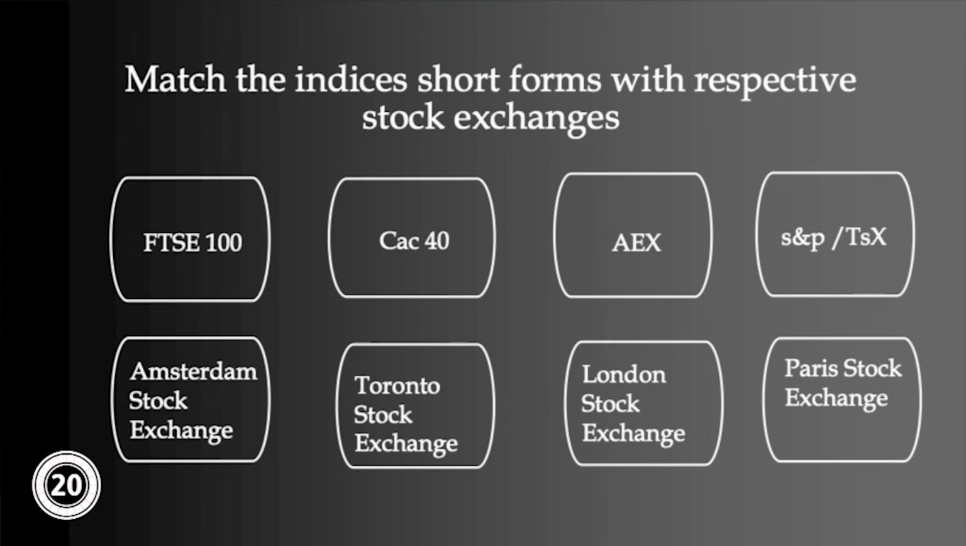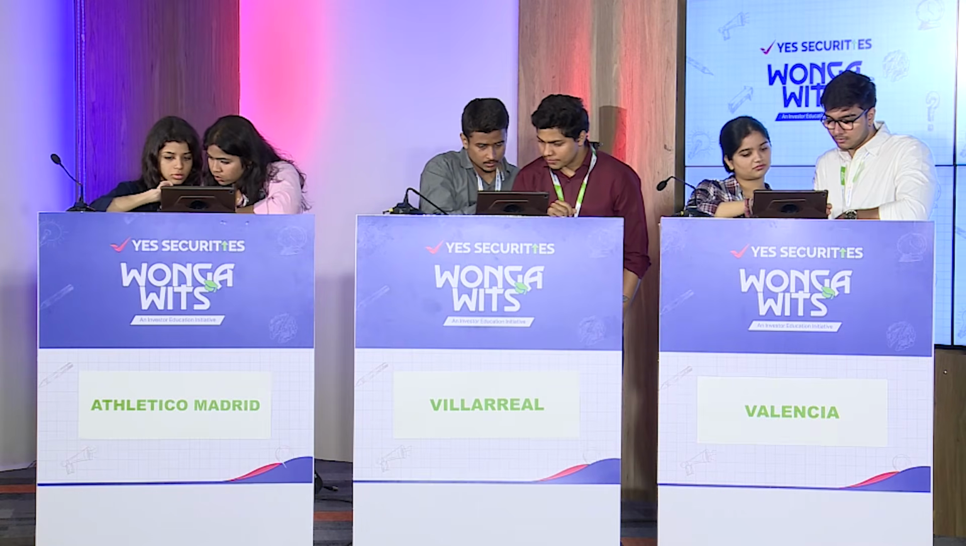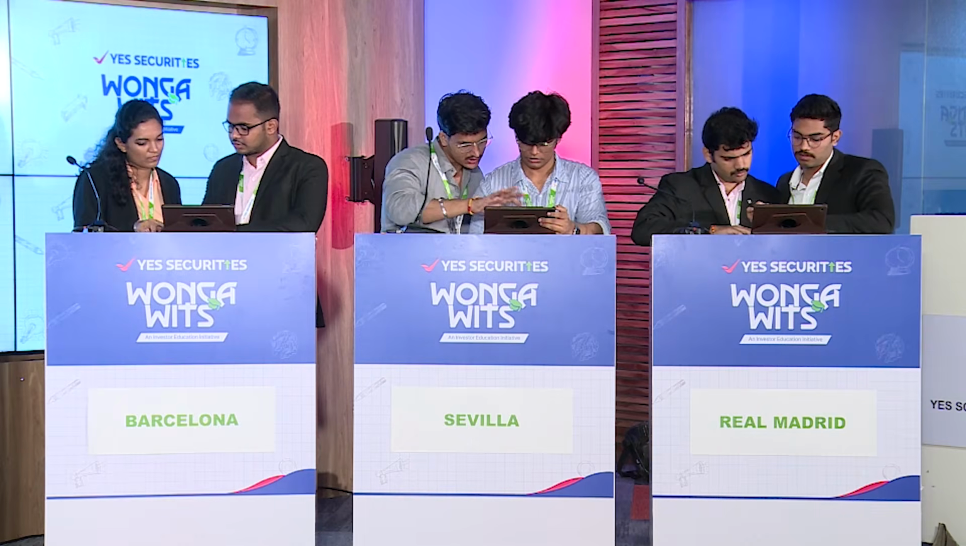So the first question of the 4th round of this quiz, the last round of this quiz, on your screens now. Teams, hands on your tabs. The first question on your screens. Match the indices short forms with respective stock exchanges. So you have 4 options: FTSE 100, AEX, TSX and CAC 40. Match them with their respective stock exchanges. They are either the short forms or the indices. So match them correctly.